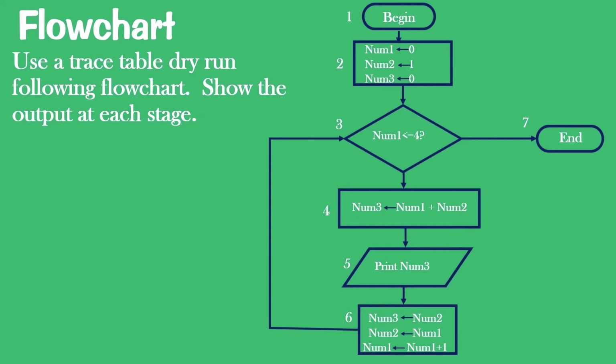Now we are going to complete our trace table, viewers, using the flow chart provided to us. All right, let's go through this example. Say we use the trace table to dry run the following flow chart. Show the output at each stage. So that's what we're going to do here.